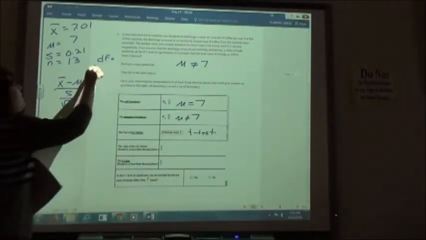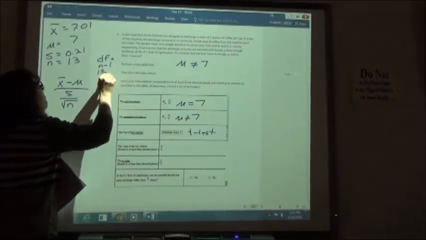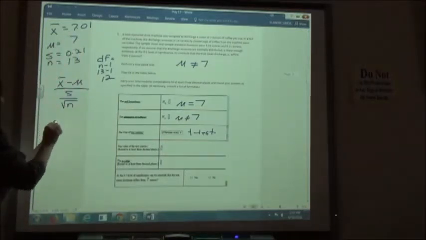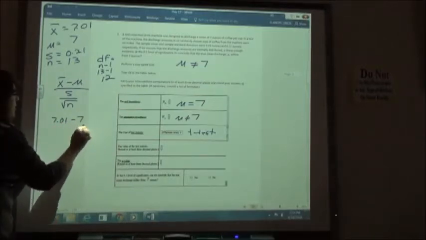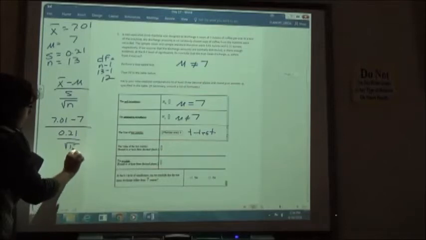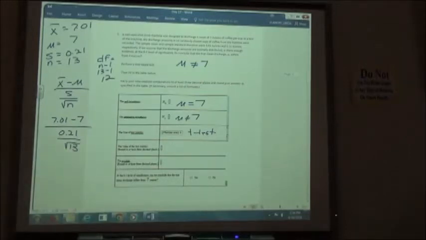13 minus 1 is 12, right? It's always n minus 1. I just do that right away while I'm doing the rest of my numbers because I know I'll probably need it later. So, again, plugging those into the formula: 7.01 minus 7 over 0.21 divided by the square root of 13. That's what we want to punch in.